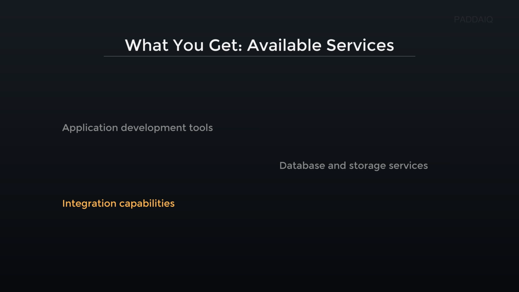Integration capabilities. This means BTP provides tools to connect your SAP and non-SAP applications, allowing them to share data and processes seamlessly. For example, you could automatically sync customer data between your SAP S/4HANA system and a cloud-based marketing platform. These pre-built services are essential for creating a unified digital landscape.